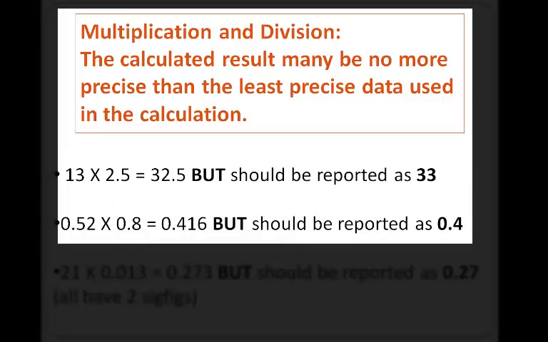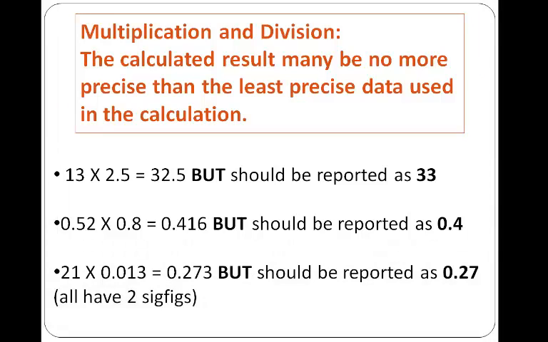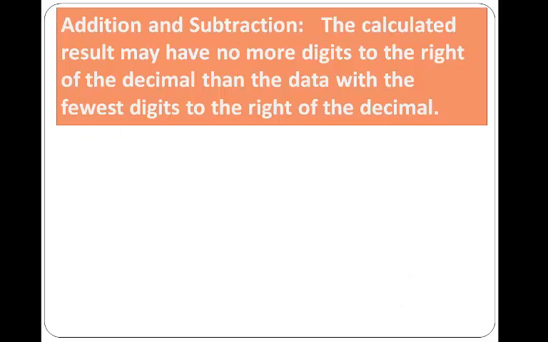If I multiply 0.52 times 0.8, your calculator would tell you the answer is 0.416. But 0.8 only has 1 significant figure, so your answer can only have 1 significant figure, so you have to round it to 0.4. If I multiply 21 times 0.013, both of those have 2 significant figures, so even though your calculator says 0.273, you should write 0.27. Now you may think you're cutting off too much data, but the reality is you can't be any more precise than your least precise measurement.